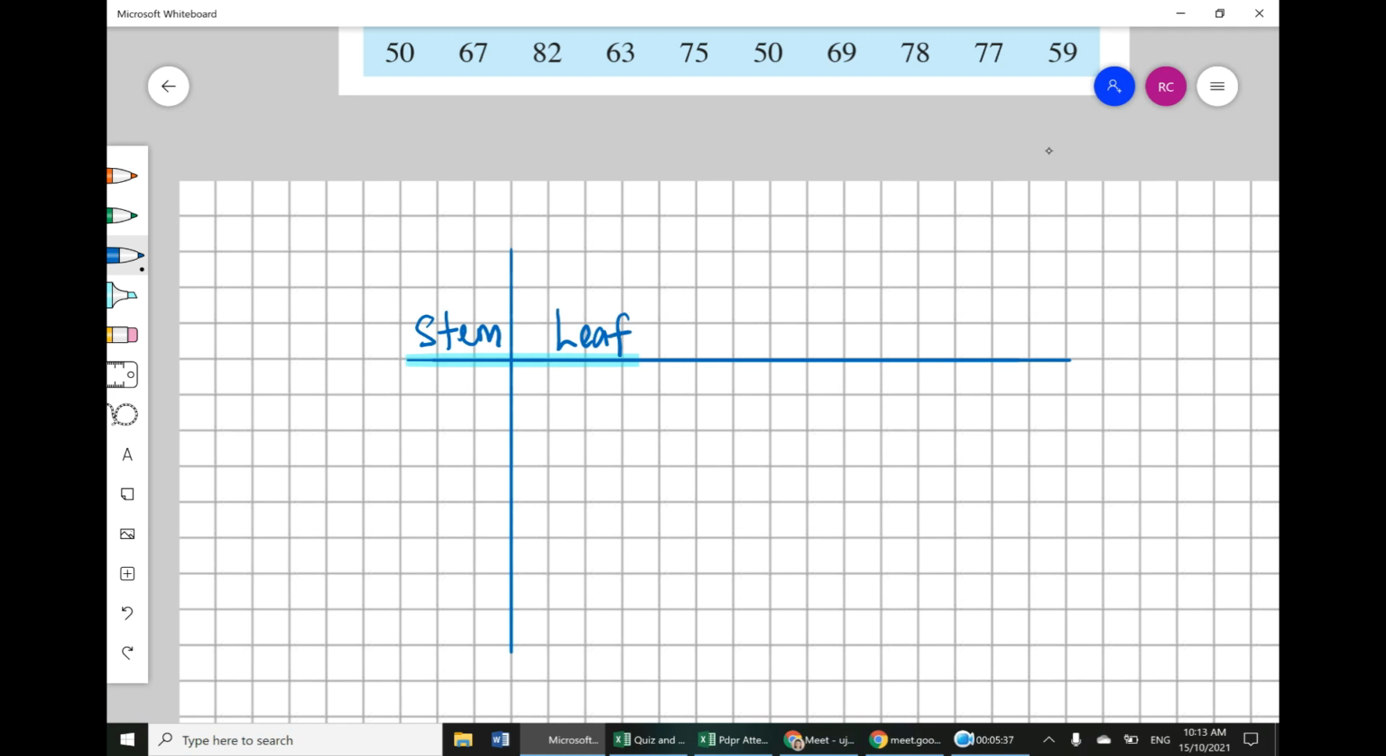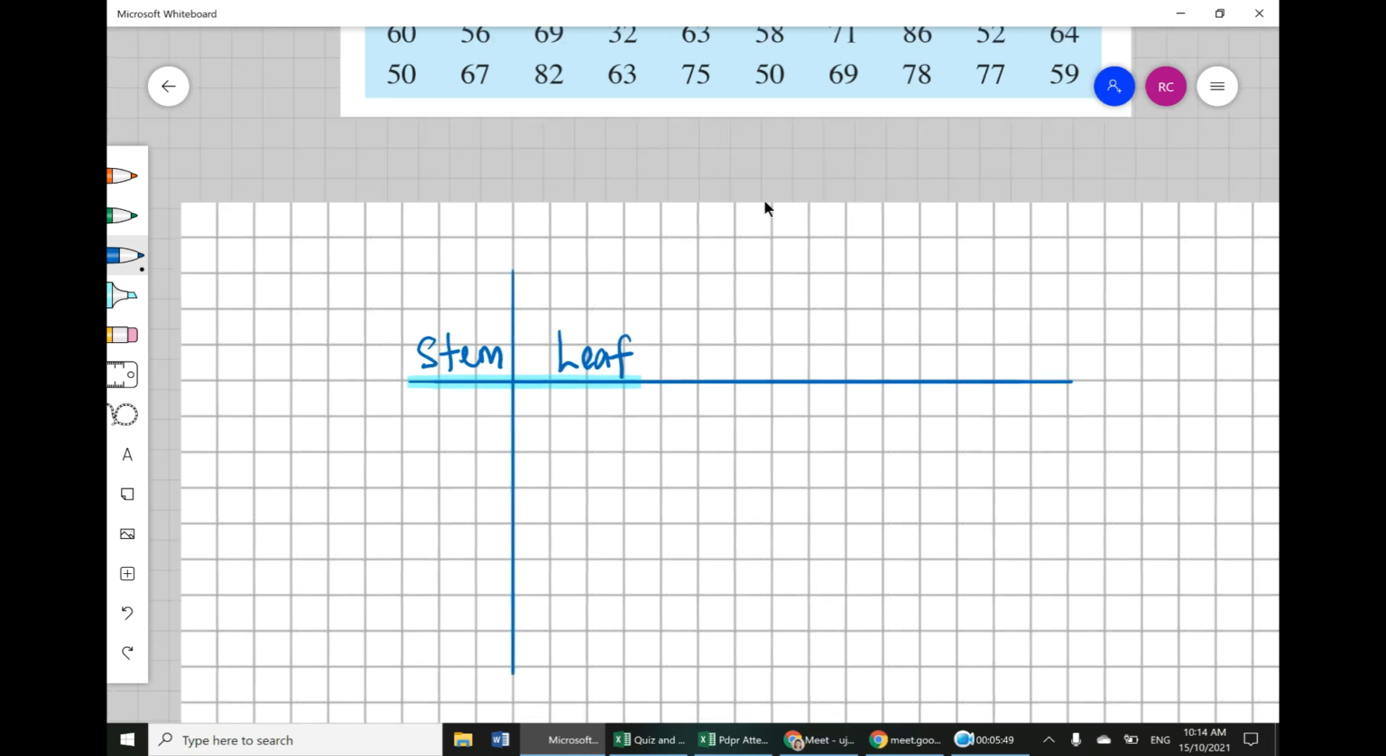Okay, class? Yes. Now, for the stem over here, you have to start with the smallest value. Same with the leaf over here. So I'm not going to do it twice. We are going to determine which one is the smallest value straight away.